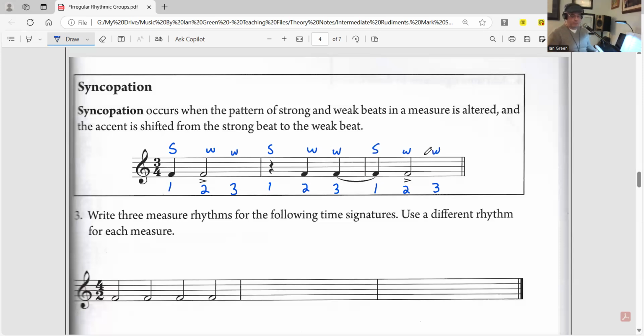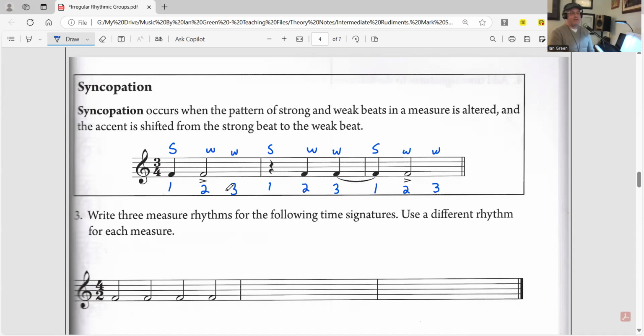Now, let's take a look at where the accents are placed. Accents are, of course, symbols in musical notation to show a musician how to play a note louder, so very emphasized. So it's got an emphasis or a surprise.